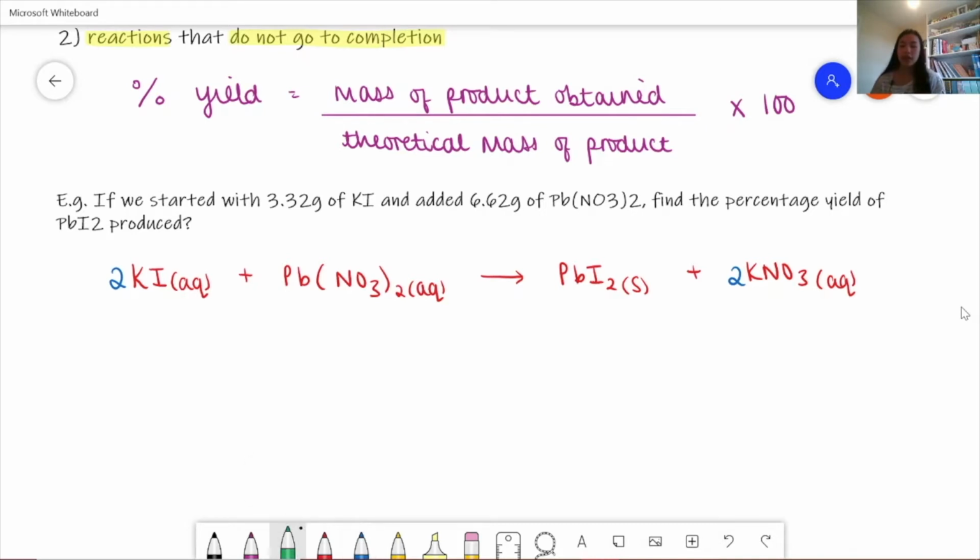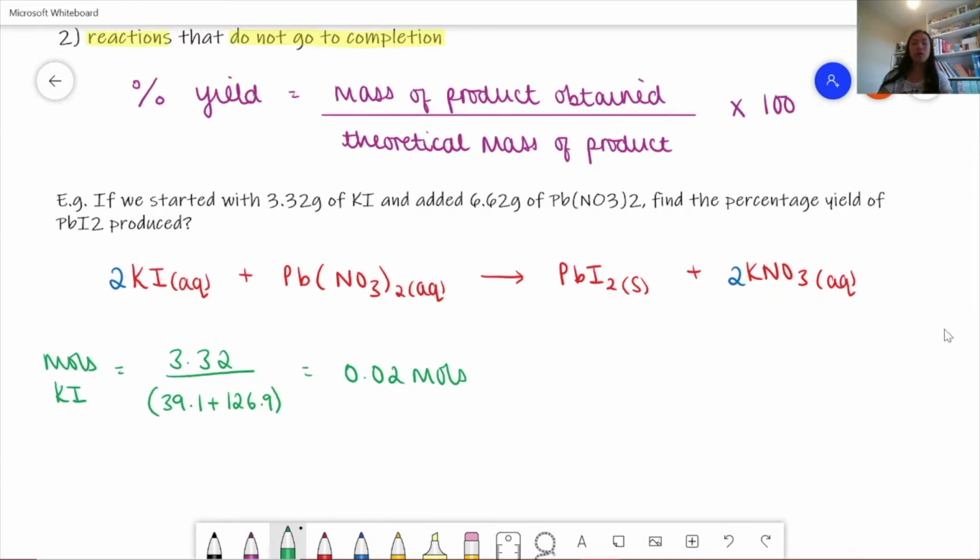Firstly, the moles of potassium iodide. We know that moles is mass divided by the Mr. So the mass of potassium iodide is 3.32 grams, and then we divide it by the Mr, which can be found by adding up all of the individual relative atomic masses of the elements. So we have 1 potassium, which is 39.1, added with an iodine, which has an Ar of 126.9. And this gives us 0.02 moles.